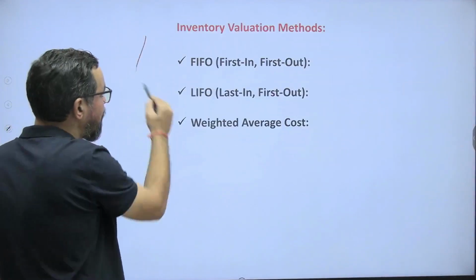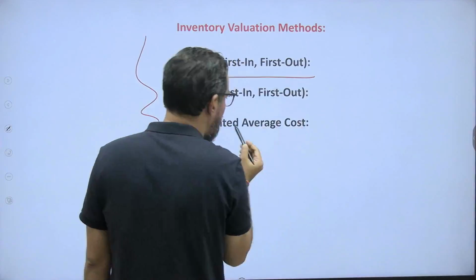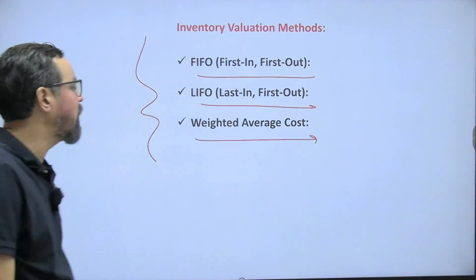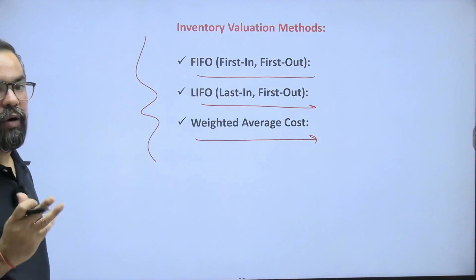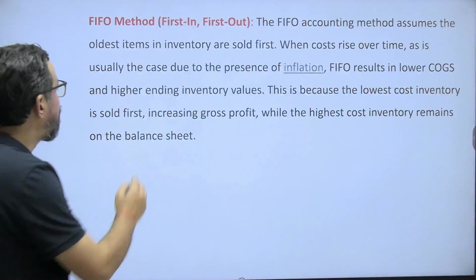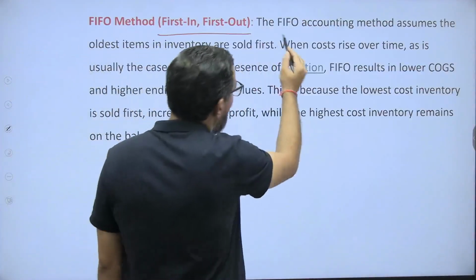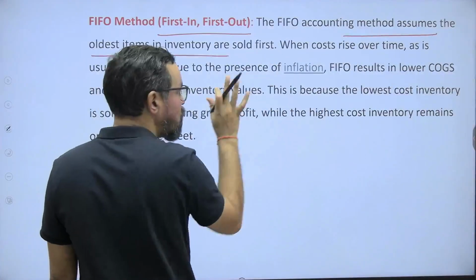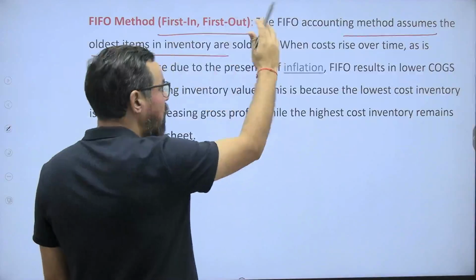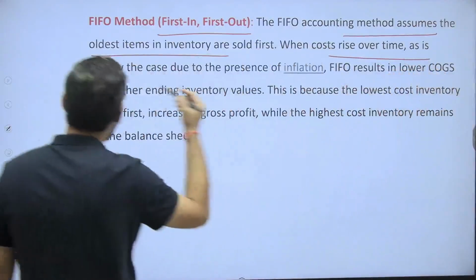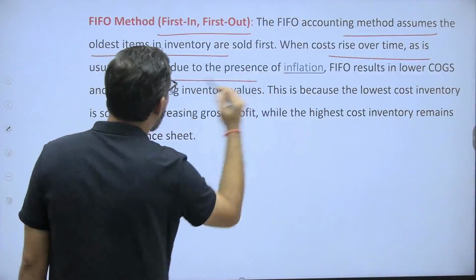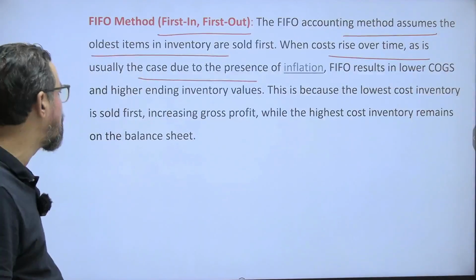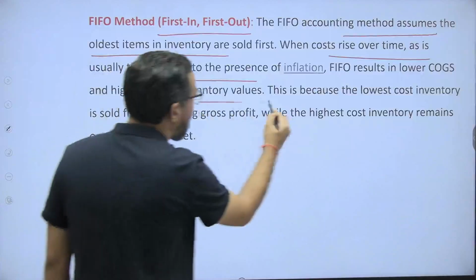So we have 3 methods. FIFO, first in, first out. In case of LIFO, last in, first out. Weighted average cost, which is the average cost of the buying and the numbers. So FIFO method, first in, first out. The FIFO accounting method assumes that the oldest items in inventory are sold first. When costs rise over time, usually the case due to the presence of inflation, FIFO results in lower cost of goods sold and higher ending inventory valuation.